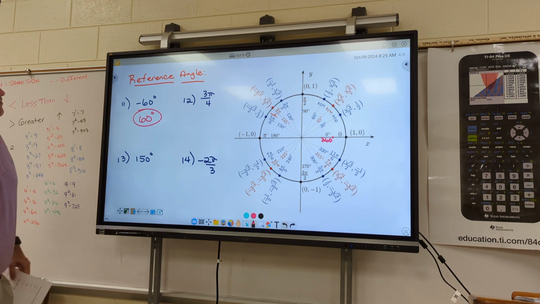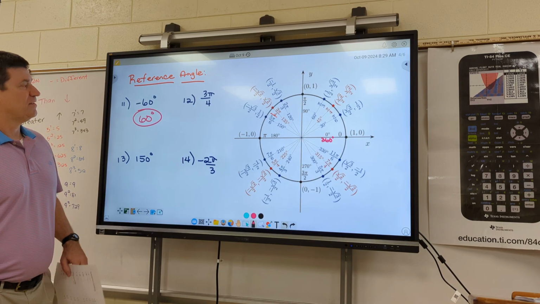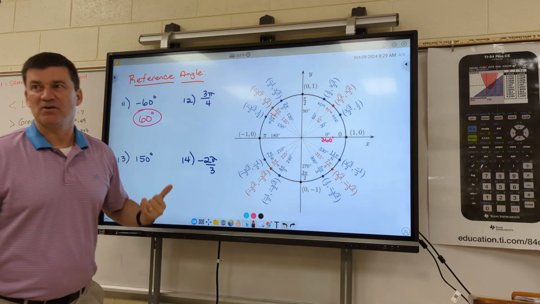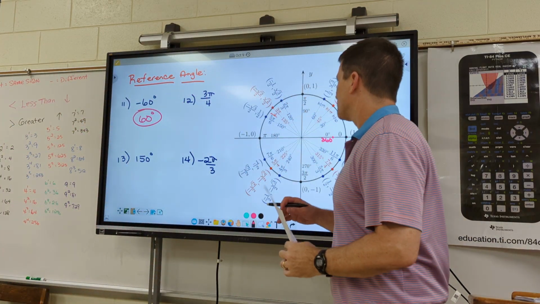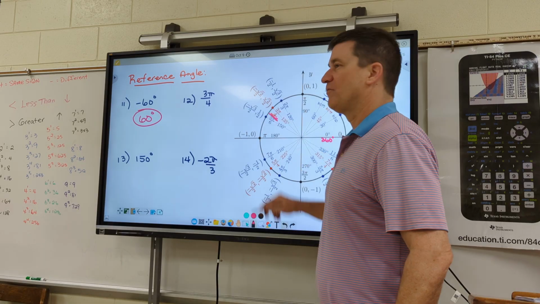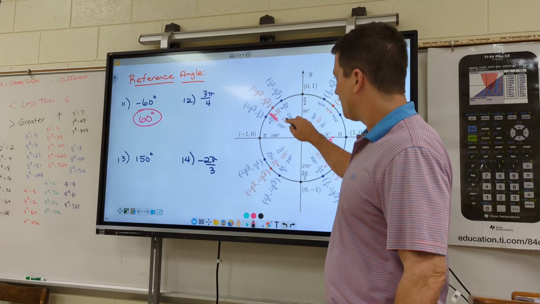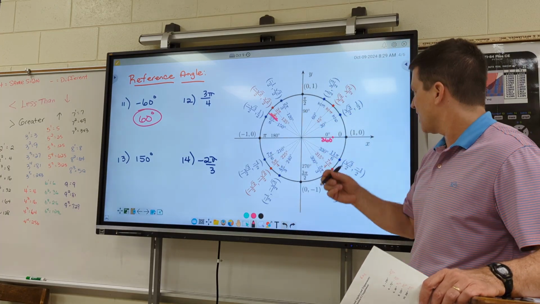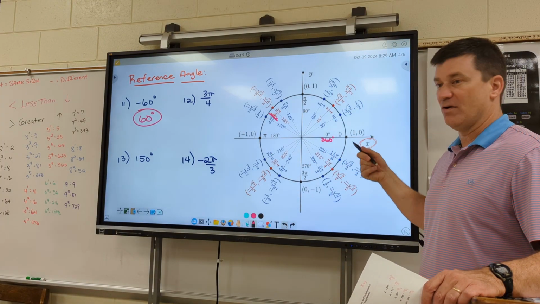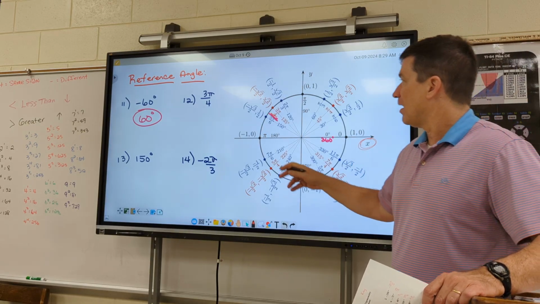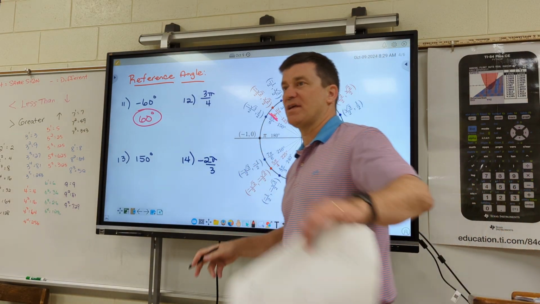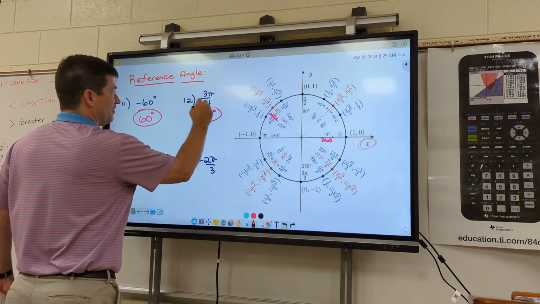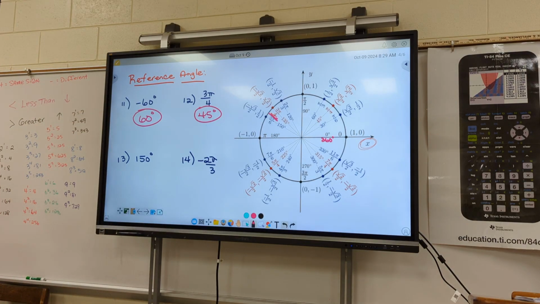All right, let's go to 12. I was showing y'all the wrong thing a minute ago. So 12 is 3 pi over 4. Find it on your circle. We found it a minute ago. It's right here, 3 pi over 4. How far away is 135 from the closest x-axis? And if you ever forget which one's the x-axis, mine's got it written down. So 135 subtracted from 180 is how much? 45. This is always going to be a positive number. If it gives you negative 45, just take the absolute value. I just want the positive.